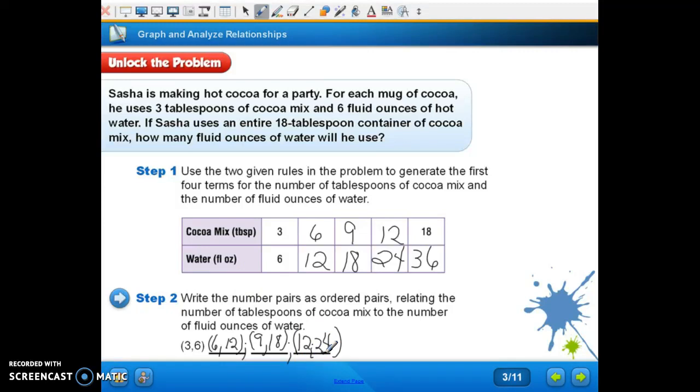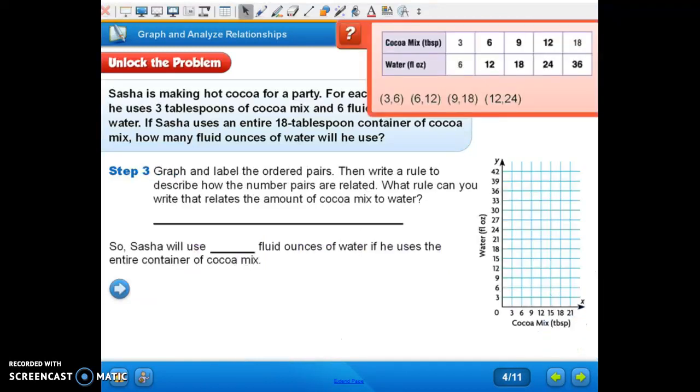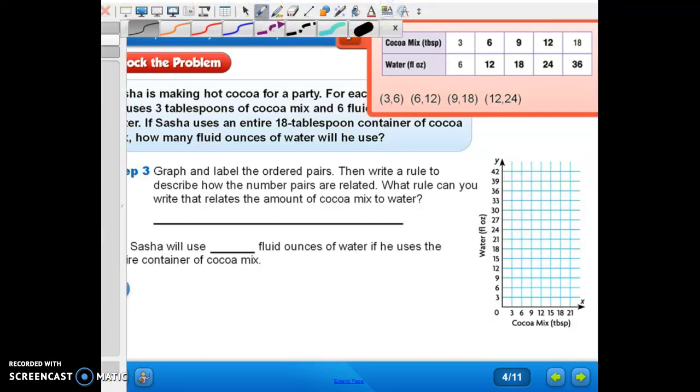Step 3. Did everybody get these ordered pairs? Now it says graph and label the ordered pairs. Then write a rule to describe how the number of pairs are related. So let's go ahead and graph them. Let's put them on here. 3, 6. I want to make my line a little thicker. Maybe it'll help me make my dots better.